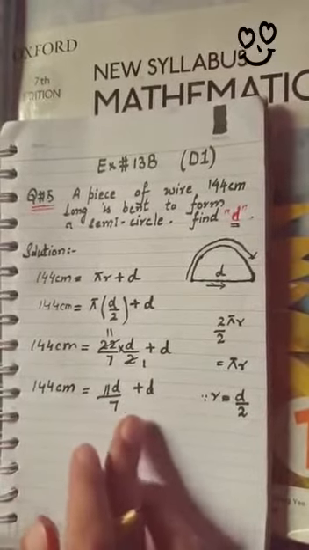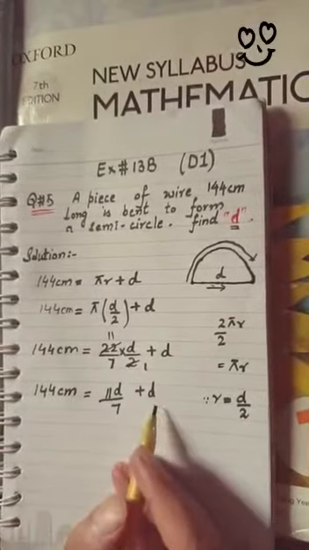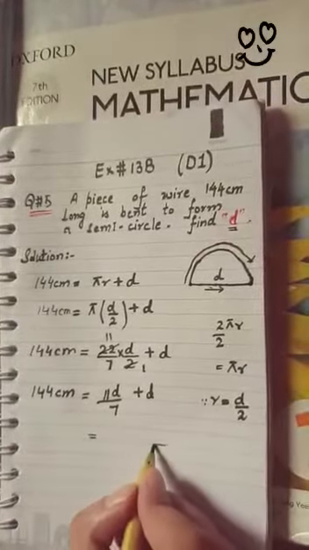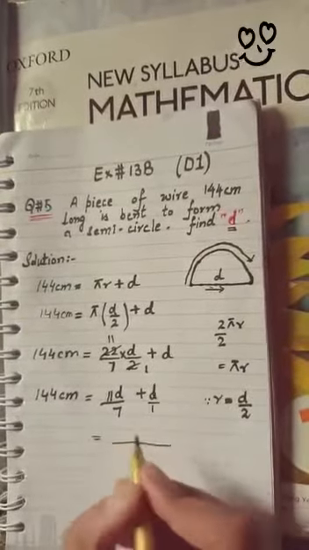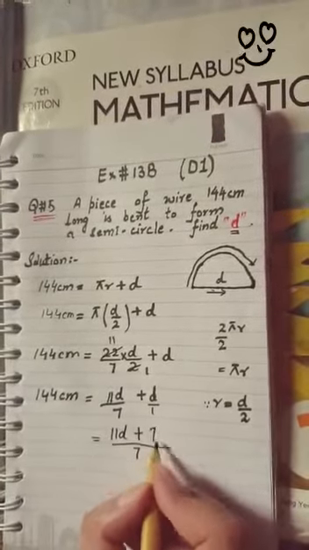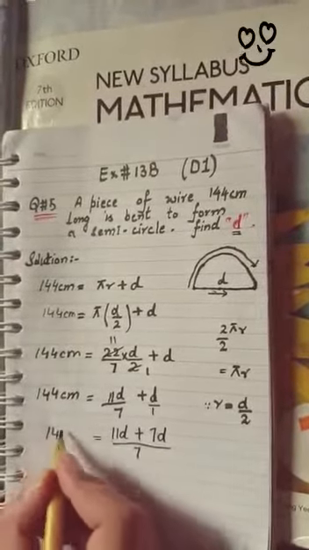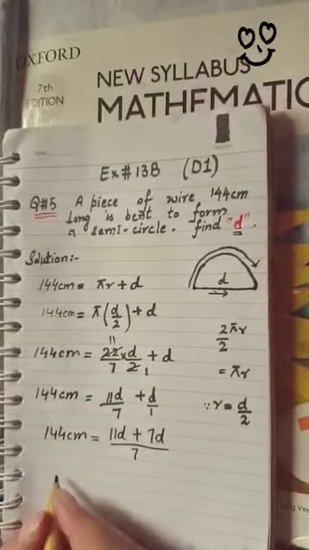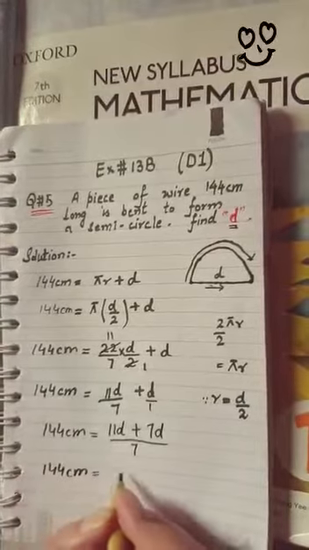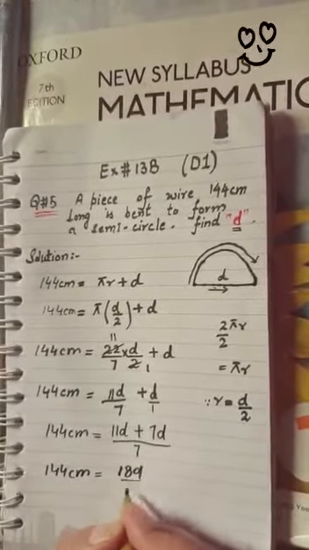Now there is a sign of addition between these two values, so we will not shift the value to the other side until we solve them. So we have the LCM as 7. We will take the LCM and solve them, that is equal to 7d. 144 centimeter will be as it is. So 144 centimeter is equal to 18d over 7.